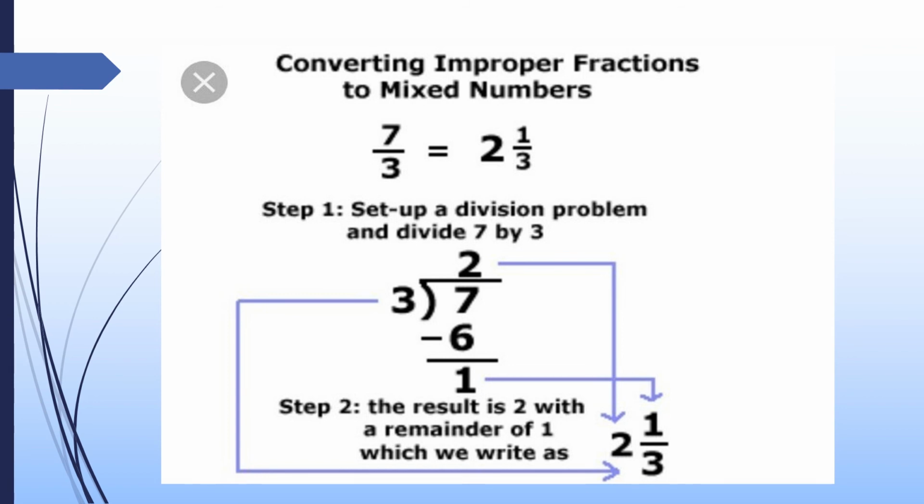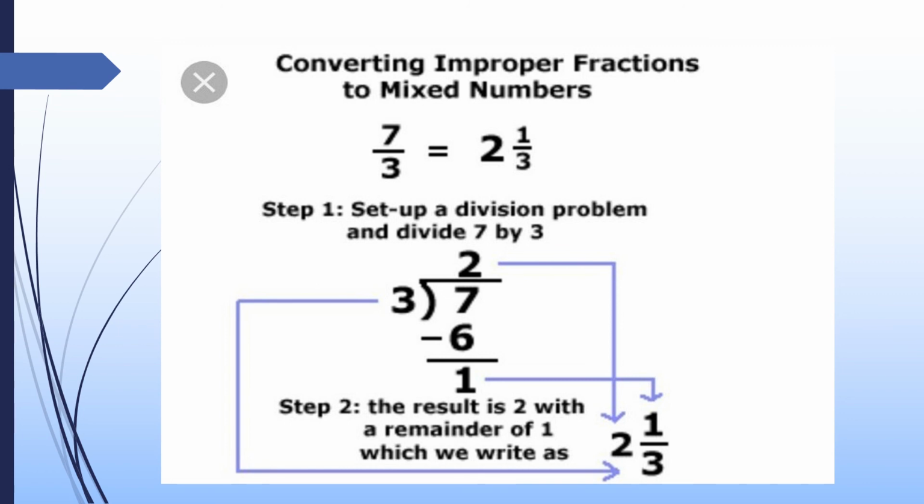So the divisor will remain the same. The denominator will not change. Remember children, the denominator will be same. So 7 by 3, the denominator will be 3. Now only remember the quotient is the whole part. So it will be 2 1 by 3.